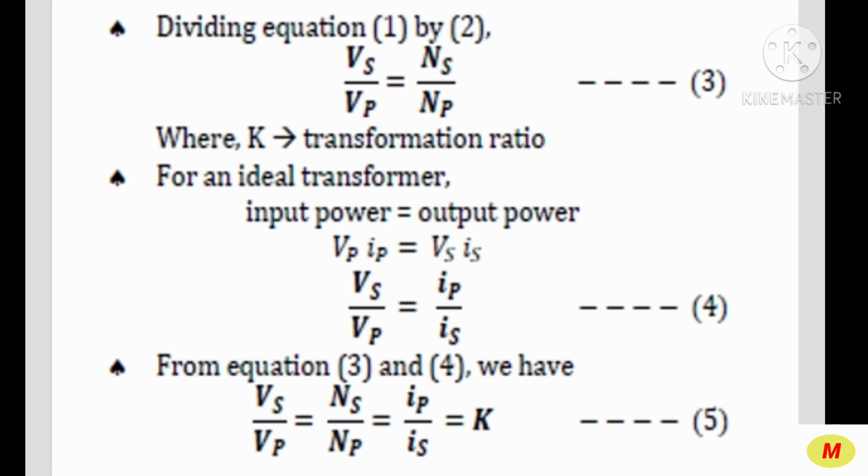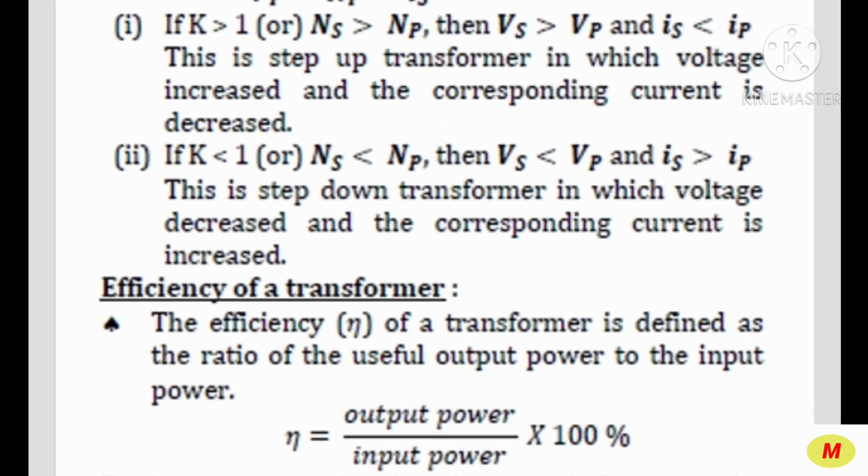This is equation number 5. Here some conditions are given for step up transformer and step down transformer. Let us see about that. First one, if K is greater than 1 or Ns is greater than Np, then Vs is greater than Vp and Is is less than Ip, which represents the step up transformer in which the voltage is increased and the corresponding current is decreased.